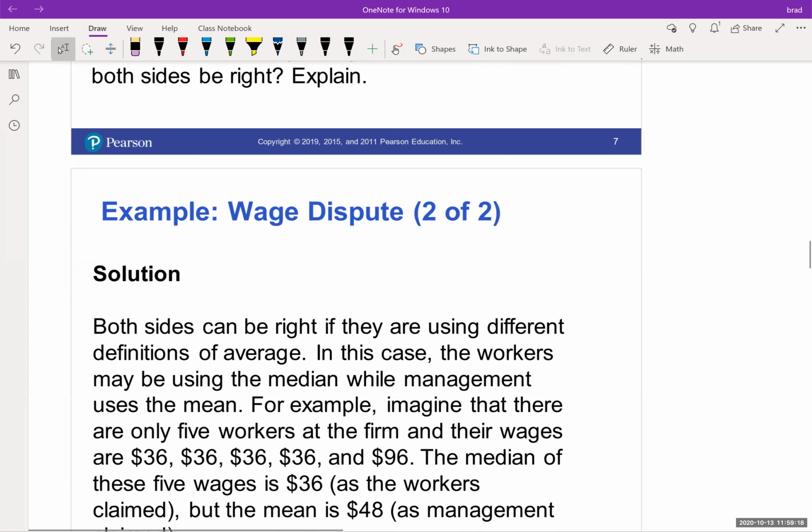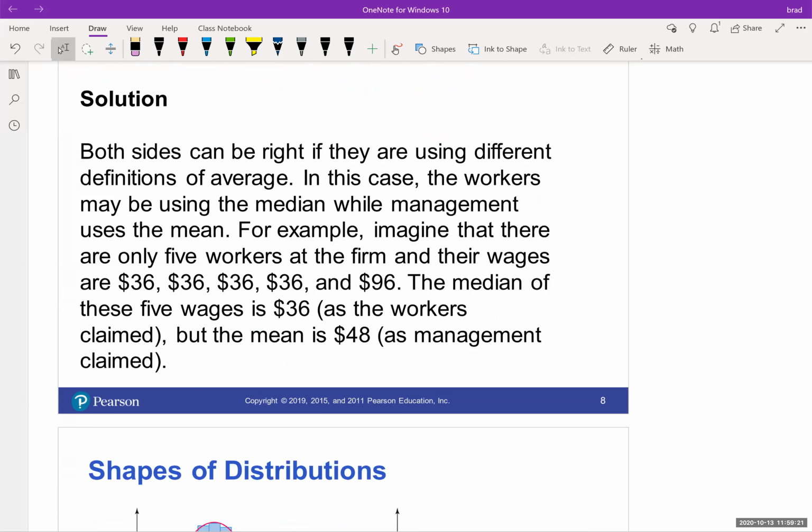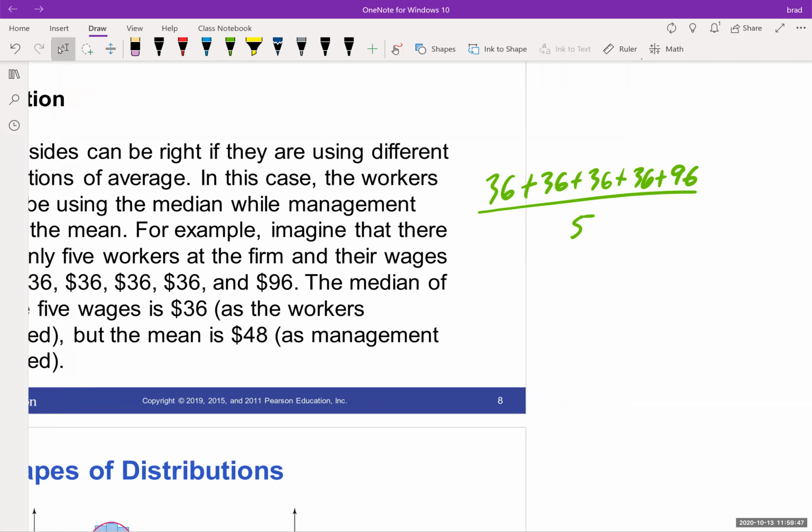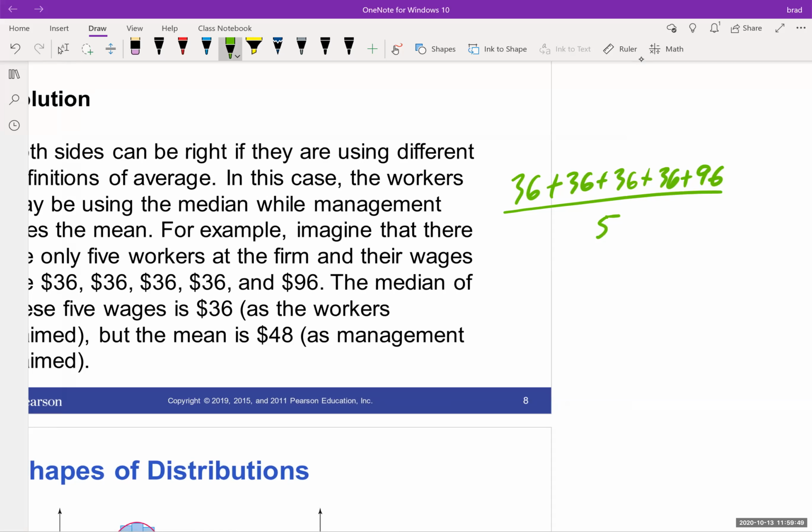So here's what we're kind of talking about with mean and median. It says both sides can be right if they are using different definitions of average. In this case, the workers may be using the median, while the management may be using the mean. For example, imagine that there are only 5 workers at a firm and their wages are 36, 36, 36, 36 and 96. So 36 plus 36 plus 36 plus 36 plus 96 divided by 5, and that would give us the mean, right? So let's say this is the mean.